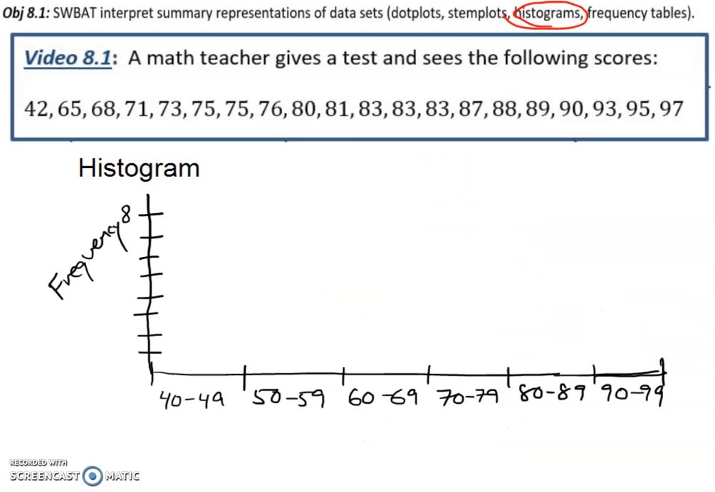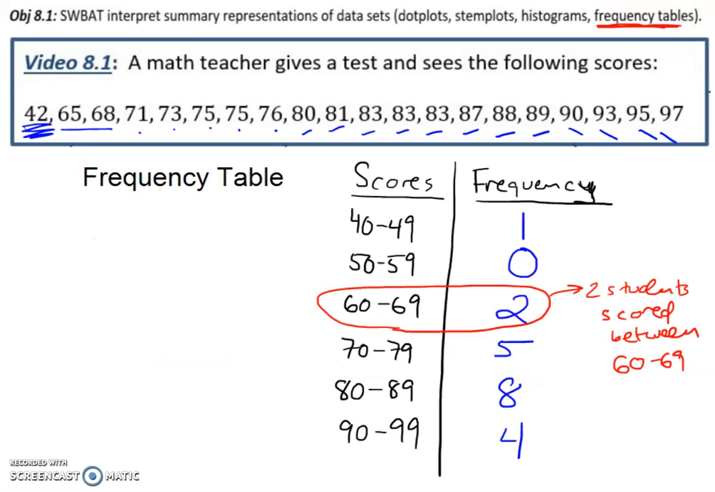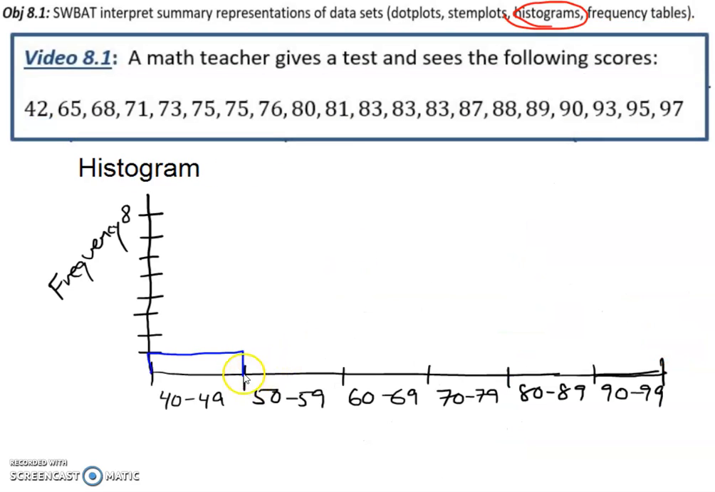So 40 to 49, there was 1. So I'm going to make a bar up to 1. Instead of making one dot, I just made a bar that goes to 1. Going back to the frequency table, then there was 0, 2, 5, 8, 4. So in our histogram, 0 means there's nothing. 2 means this goes as high as the number 2 over here. The next one was 5, so the next bar would go up to 5. So 2, 3, 4, 5.